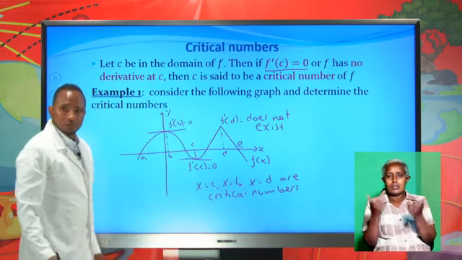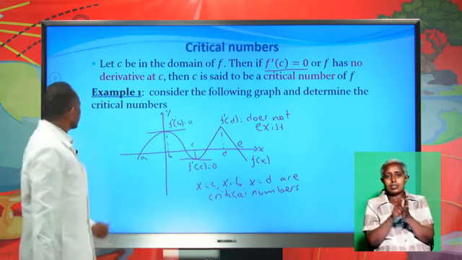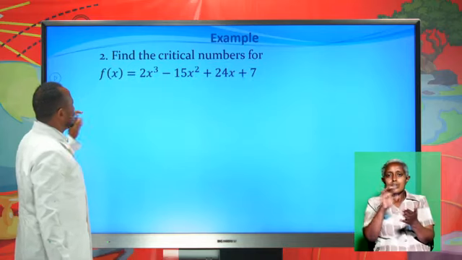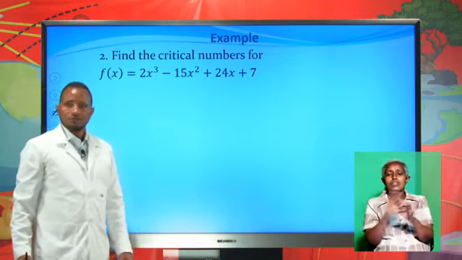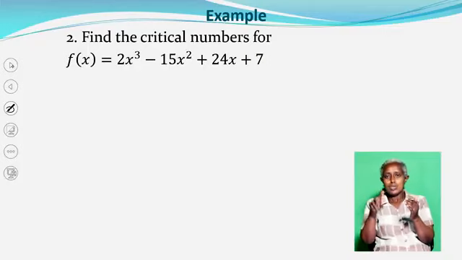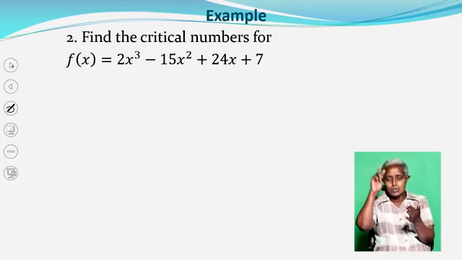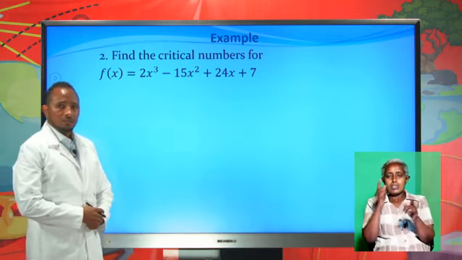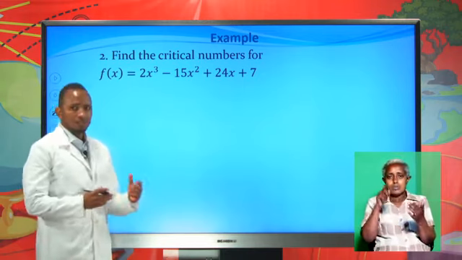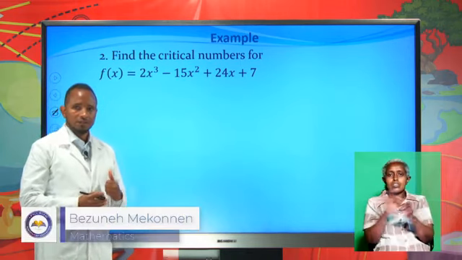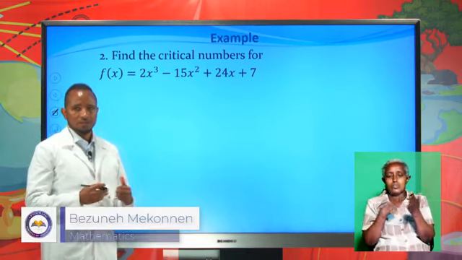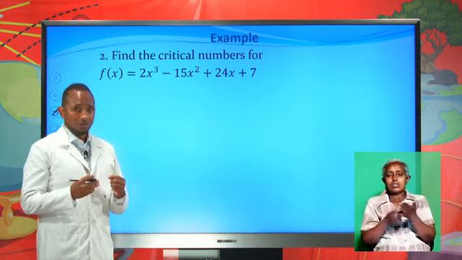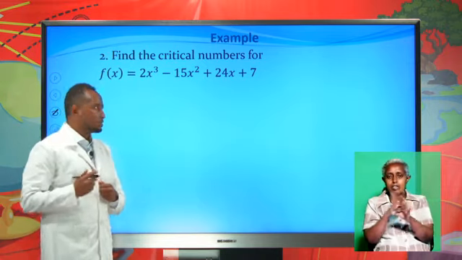Okay, now let's proceed to another example. Take this one, find the critical numbers for this function. f of x is equal to 2x cubed minus 15x squared plus 24x plus 7. So to find the critical number, we simply need to find the derivative of this function, and then we seek the point where the derivative is 0 or the derivative does not exist, and that number also must be in the domain of the function. Now let's see the solution.